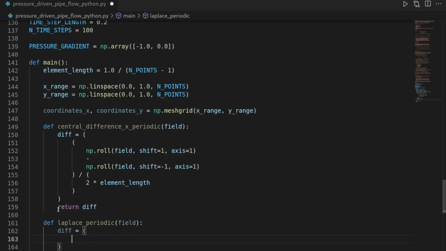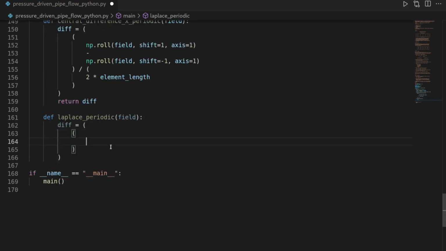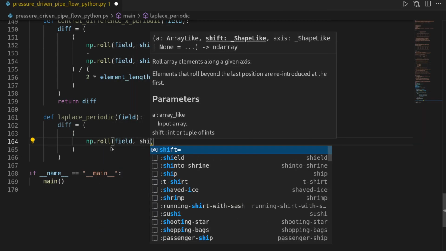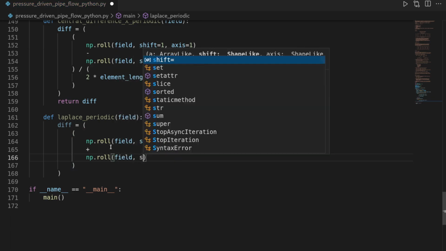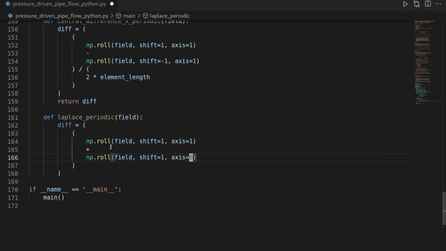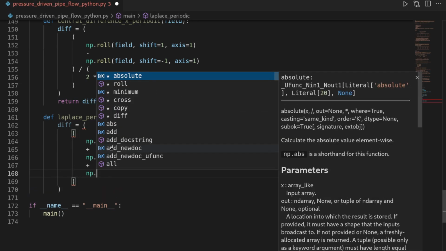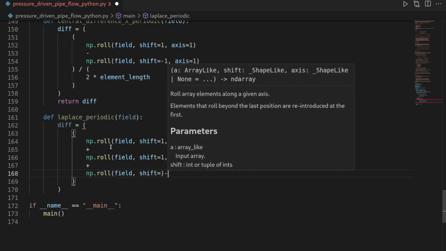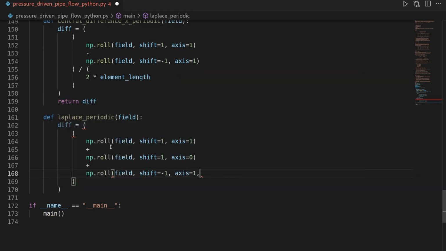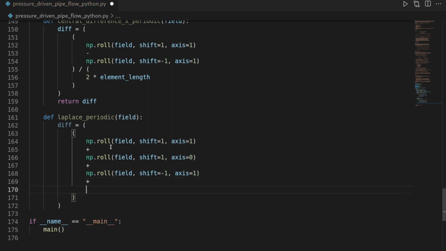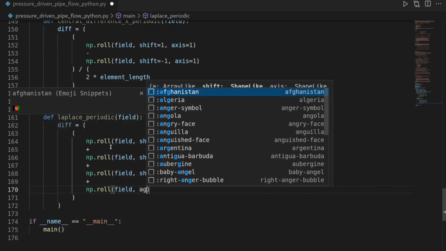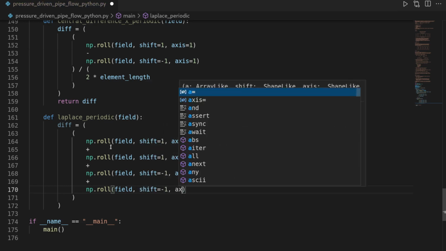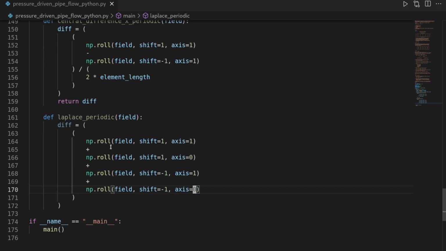And the differentiated object here is going to be given as, we will use numpy.roll again. So first we roll forward our field by 1 in x direction. Then we will roll forward by 1 in y direction. So shift again is 1, but now the axis is 0. And then we roll backwards one step using the field, shift equals -1 and axis is 1, so x direction again. Plus numpy.roll of our field, and again we have a negative shift and the axis will be 0 because we are in y direction.